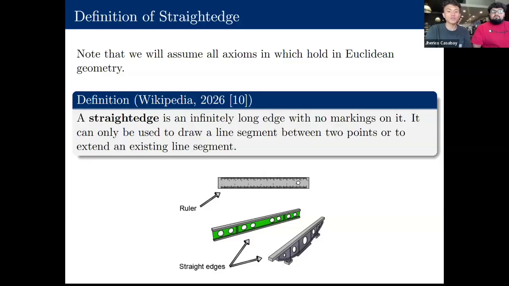The difference between a ruler and a straight edge is that a ruler will have a finite length and will have predetermined lengths on it, like centimeters or inches, and it will have markings on it, while a straight edge doesn't have any markings and it can be infinitely long. We use the straight edge to draw line segments between 2 points or to extend any existing line segment.